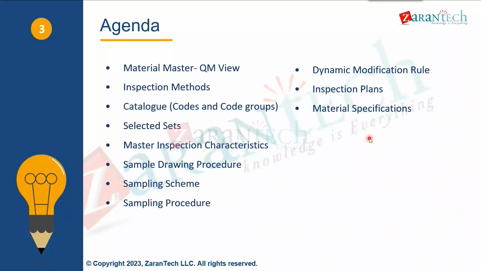Inspection type, inspection setup, okay, QM procurement key. So once a QM procurement key is active, it will be at a plant level, right?